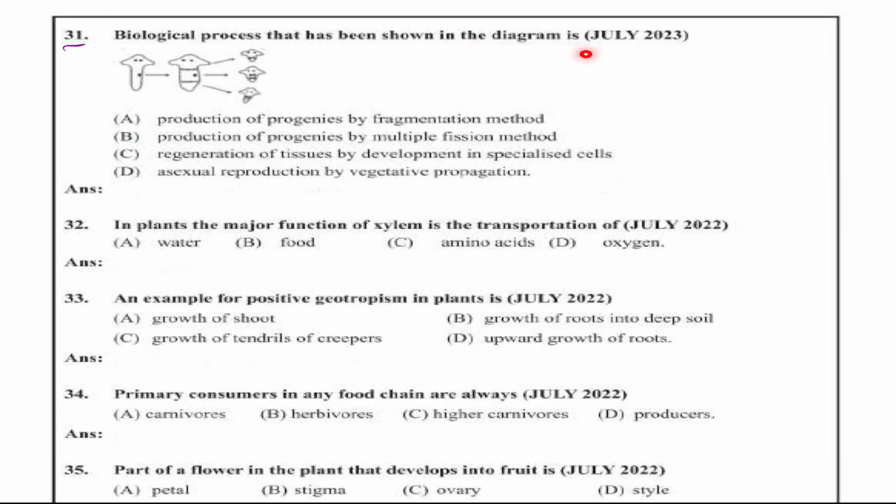Coming to the 31st question. The biological process that has been shown in the diagram is the regeneration of tissues by the development of specialized cells. Which is the option which shows the regeneration of tissues? It is option C, that is by the development of specialized cells. Hence the correct answer is option C. Come to the next question.